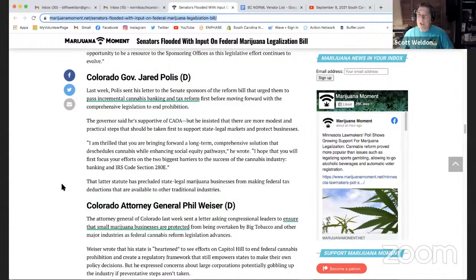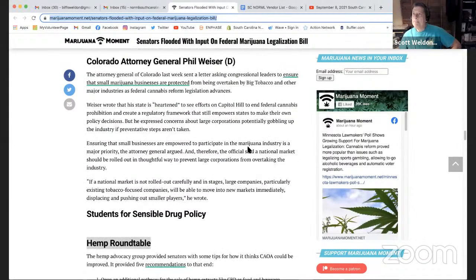Governor Jared Polis chimes in, and basically his comments are talking about the banking reform. One of the first steps, and we know one of the first steps, but it mentions in here, first step is to support the state legal markets and to protect businesses by allowing them banking access. Colorado's Attorney General, Phil Weiser. I do like this a lot. He talks about protecting small businesses, making sure they're being protected and from being taken over by big tobacco and other major industries. That's definitely a concern of ours.